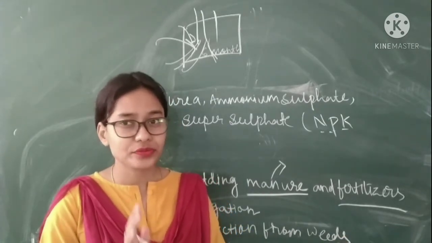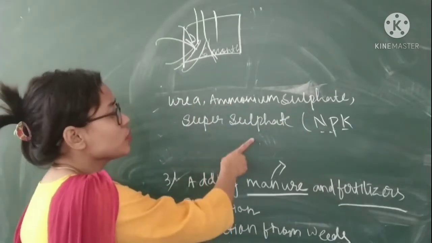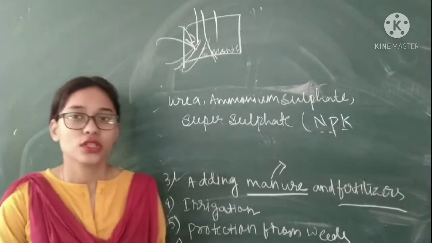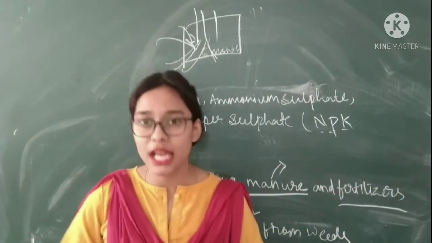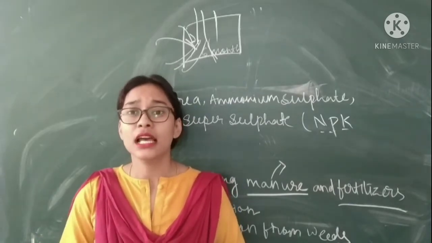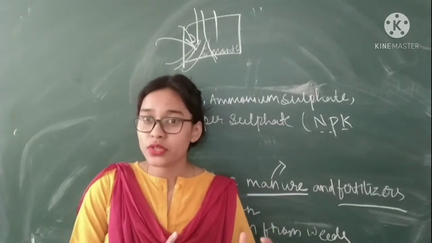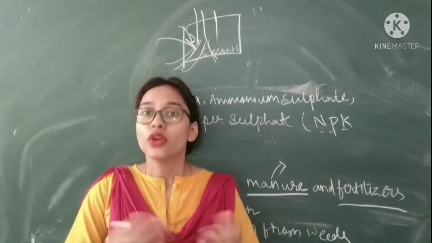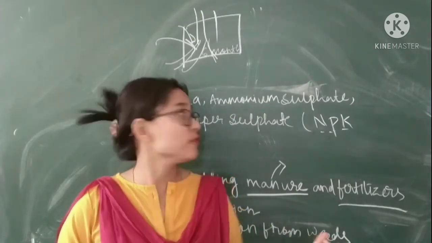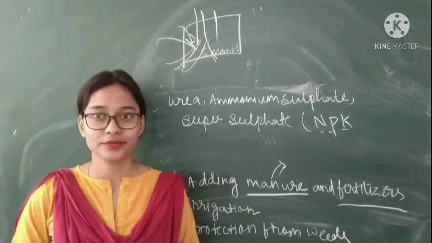Is it clear? Some of the fertilizers are urea, ammonium sulfate, super sulfate, nitrogen, phosphorus, potassium. So these are the names of some fertilizers which farmers use in the field to increase the yield. Increase the yield means if the plant is getting proper minerals and nutrients, definitely it will give good food. Is it not? It means the yield will be high. That is why farmers use fertilizer. Is it clear about it?